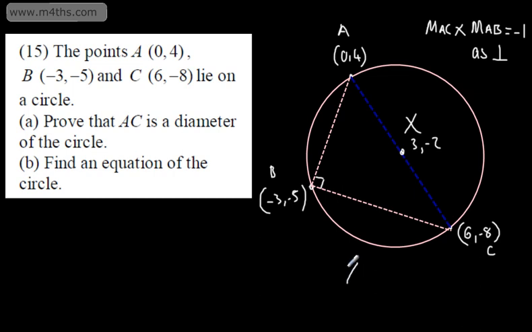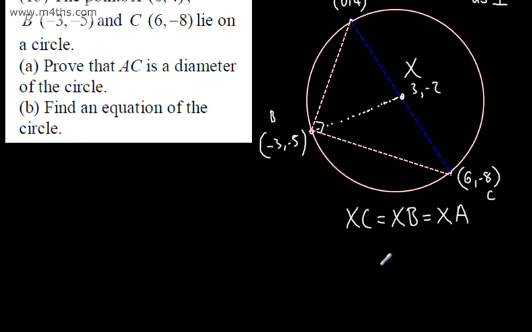If I show that XC is equal to XB, which is equal to XA, then we can say that each of these is a radius. Therefore, if that length is, let's say, for example, 5, this one is 5, this one is 5, then we can say that it is a diameter. Okay, so let's go for that approach. That's one way of doing it.